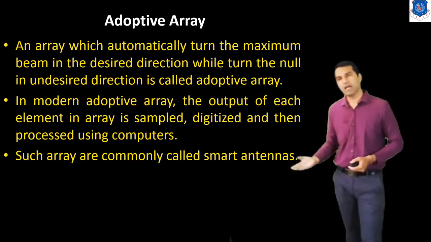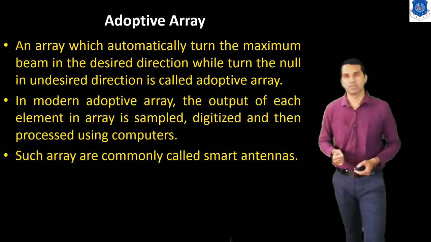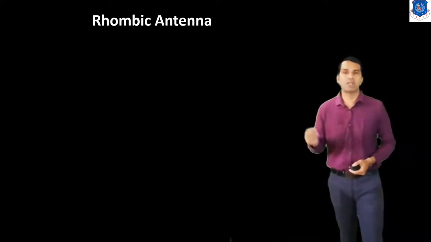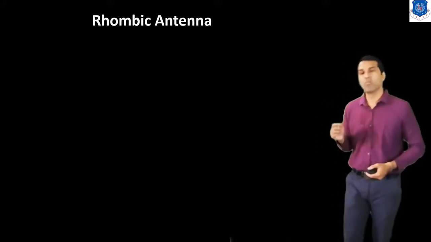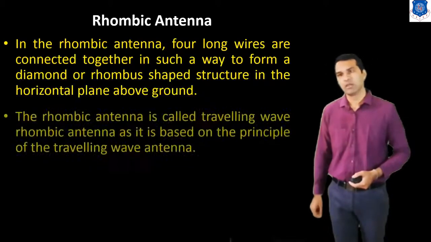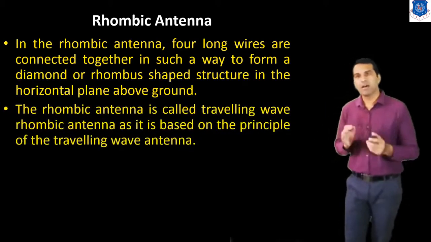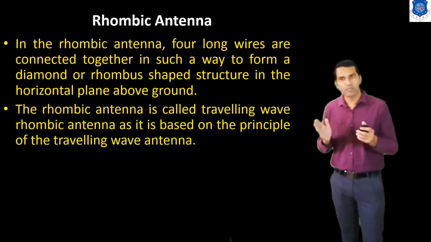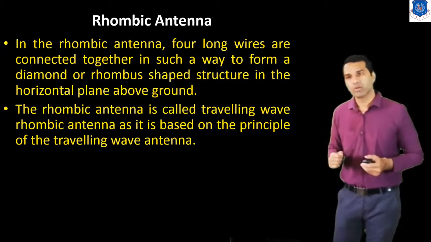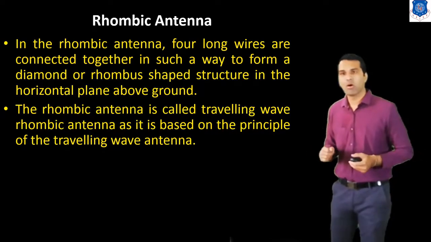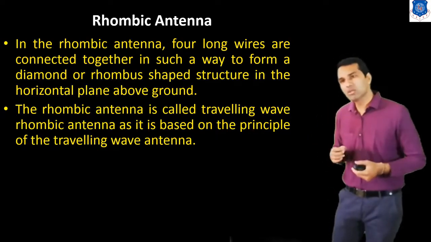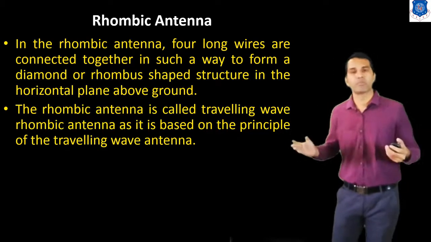So in the smart antenna, this adaptive array concept is used. Now we discuss the second type of antenna, the rhombic antenna. In the rhombic antenna, four-leg wires are connected together in such a way to form a diamond or rhombus shaped structure in the horizontal plane above the ground.